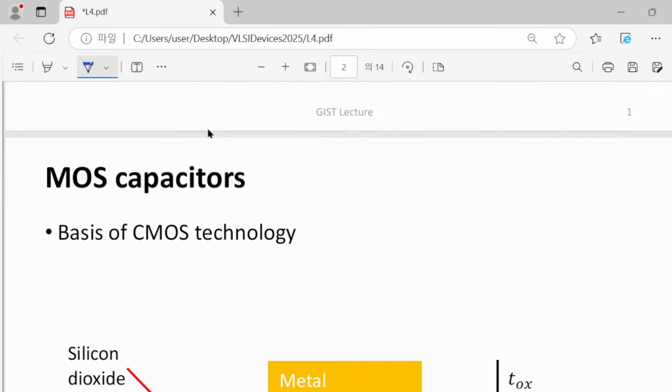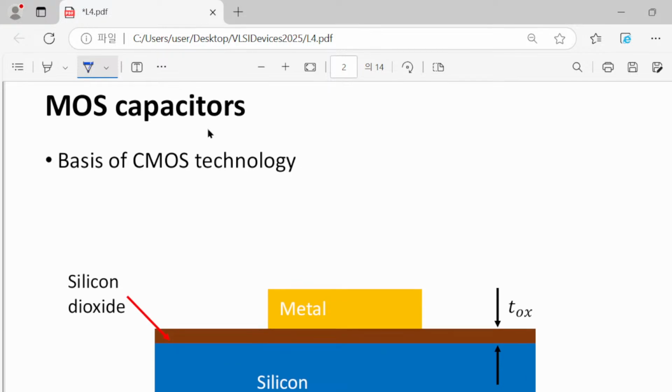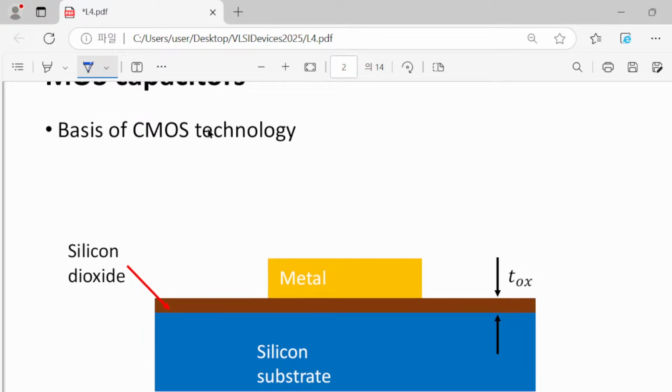Okay, now let's directly jump into our main system called MOS. So, MOS capacitor, we will talk about this MOS capacitor from now on. I think that we will spend several lecture hours on this stuff. But today's lecture is just a description of the MOS capacitor. So I think that today's lecture is not that difficult.